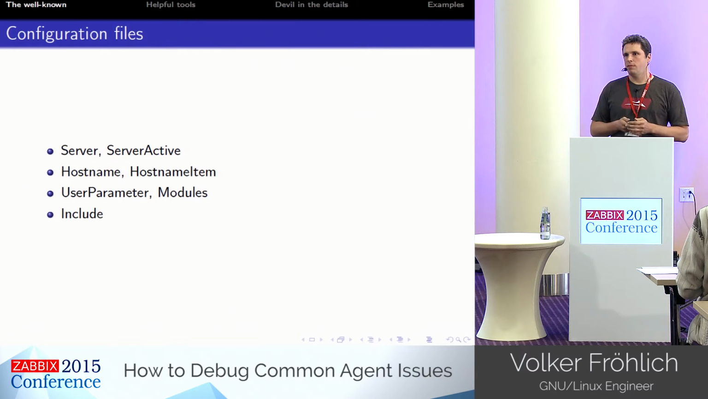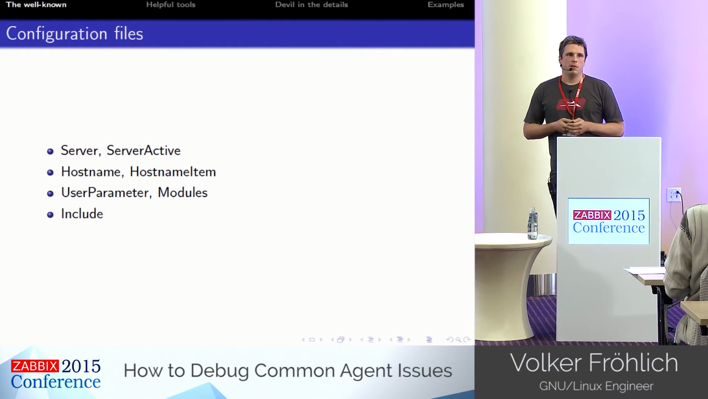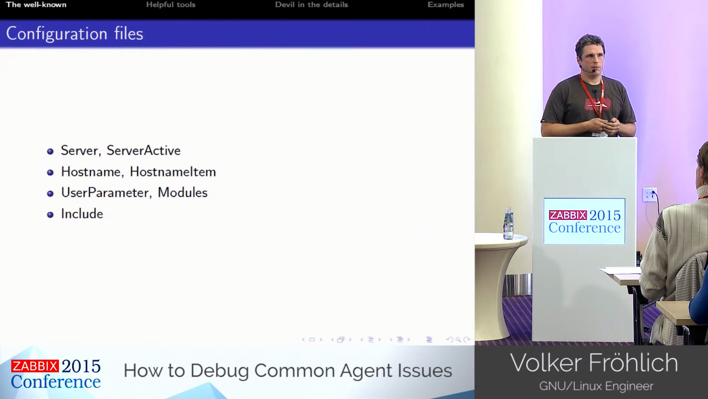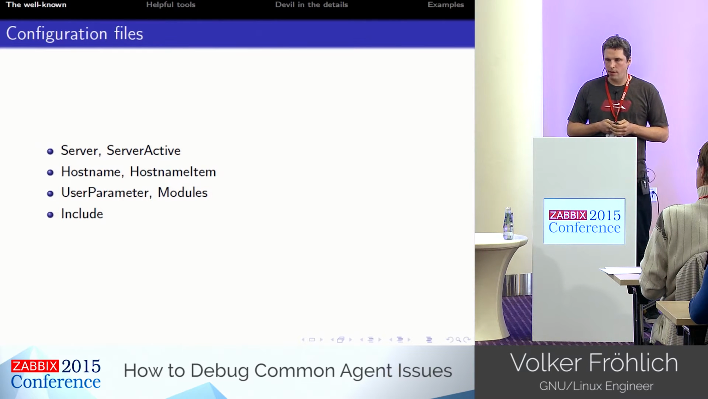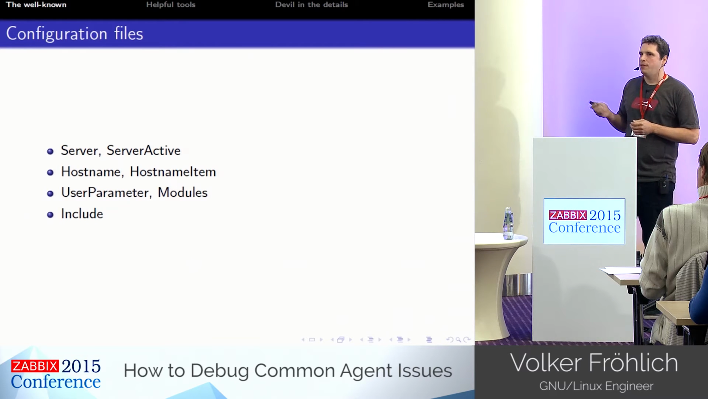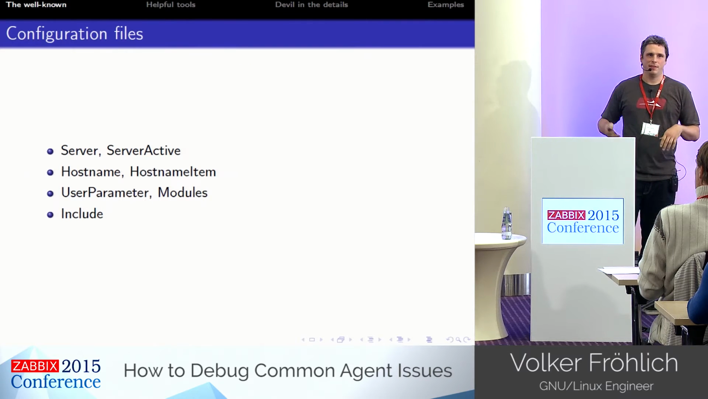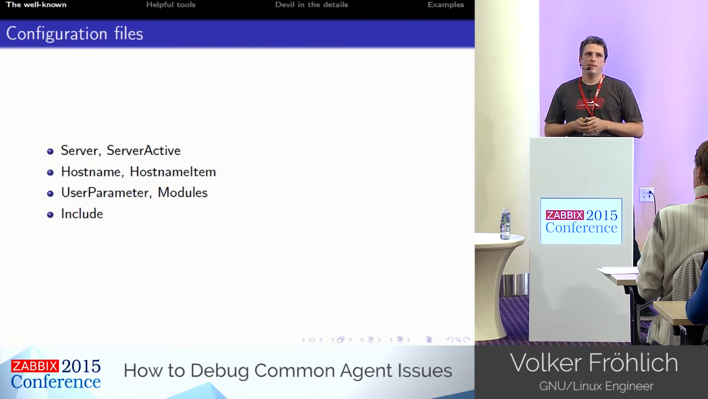User parameters is something you all know as well. Those are used to implement new item keys and the commands to retrieve the information necessary. We heard about modules yesterday as well. And there's the Include instruction to include other configuration files, and you can also specify directories. This used to be a big pitfall before 2.2.